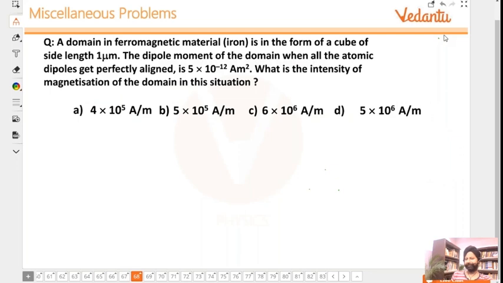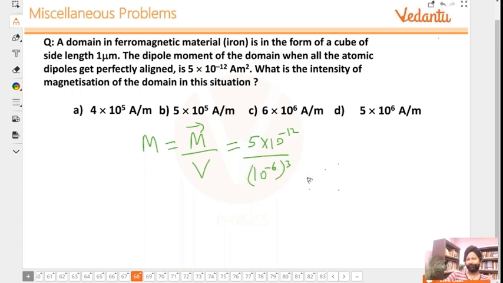Right, so D is the right answer. I don't know how you would get C. Where is this 6 coming from? I'm really curious, because the question says 5. So how would you get 6 here? Right, so let's see how to do that. Intensity of magnetization is the amount of dipole moment per unit volume. So 5 times 10 to the power minus 12 given, divided by volume. Volume is 10 to the power minus 6 cubed. Right, that's 10 to the power minus 18, and that goes up, becomes 10 to the power 18. So overall, this is what you will get. Option D. Clear? Anybody who did not understand, please tell me.